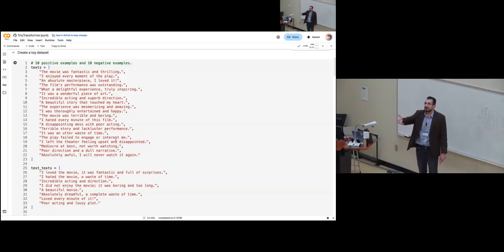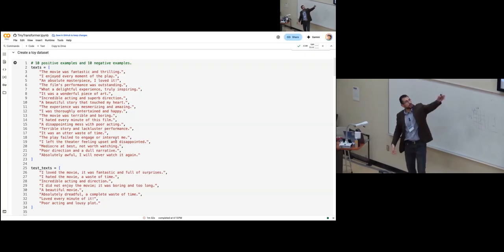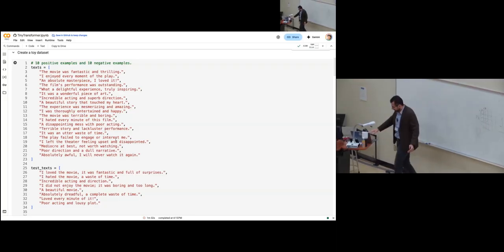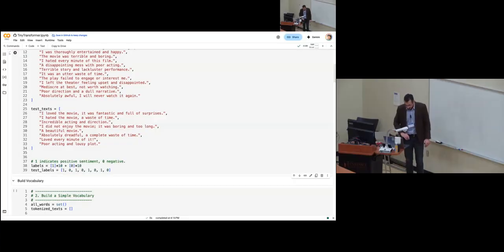And our goal is to do sentiment analysis. Was this a positive review or a negative review? Okay. And I have a training set and I have a test set. And of course, I have corresponding labels for them.